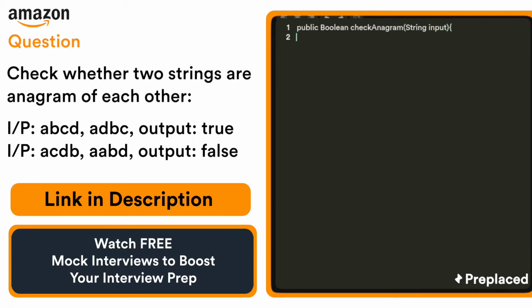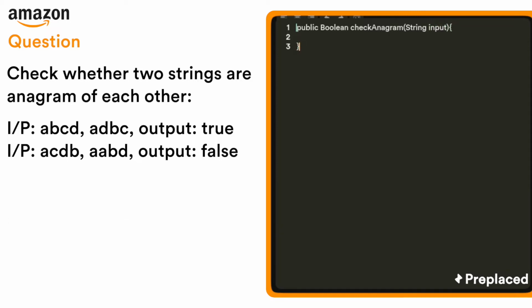Now I need to... it will be an array of strings. Oh wait, hold on. The string is coming. There are two strings. Input is two strings: string input one, string input two.